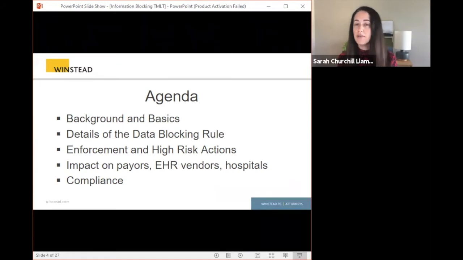And then we're going to look at very quickly just what is the other impact on payers and EHR vendors and just others, kind of in the ecosystem, and how are they going to be dealing with the data blocking rule. And then compliance, we're going to really look at what can you do in your organization to make sure that you are compliant with these new rules.